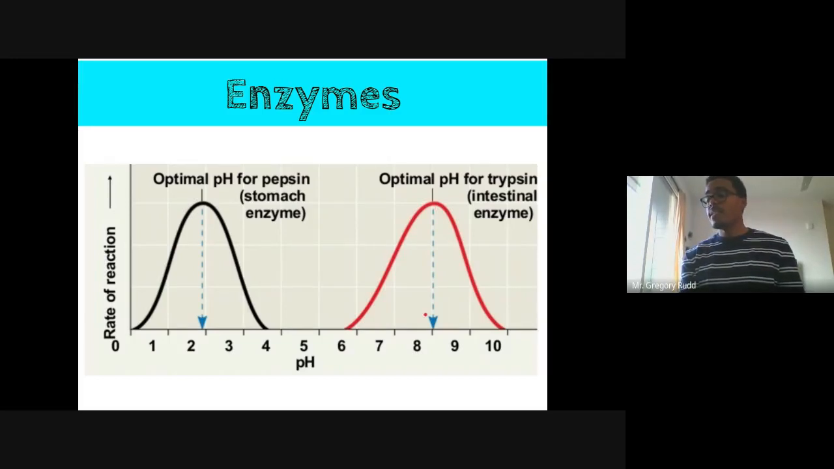Now we can see that they have basically no overlapping pHs. So pepsin is going to stop working at a pH of about 4.5 or 3.5, like 4 right here. It's not going to work. Whereas trypsin does not even start to work until you get to a pH of about 5.5 or 6. So they don't have any overlapping pH here.